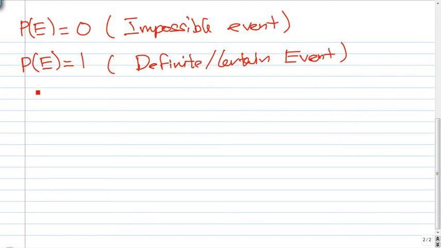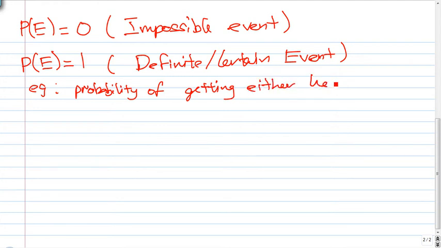An example would be: what's the probability of getting either heads or tails when you flip a coin? The probability of getting a heads or a tail is definitely 1. You will definitely get either heads or tails. This is pretty simple, isn't it?